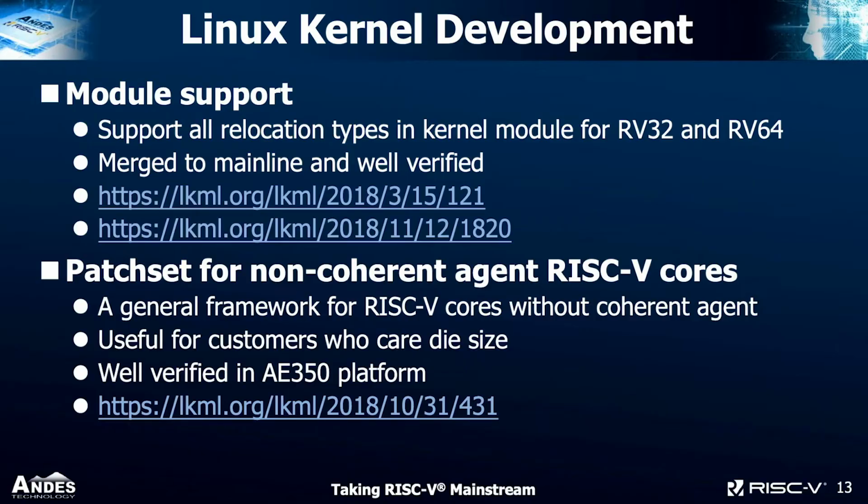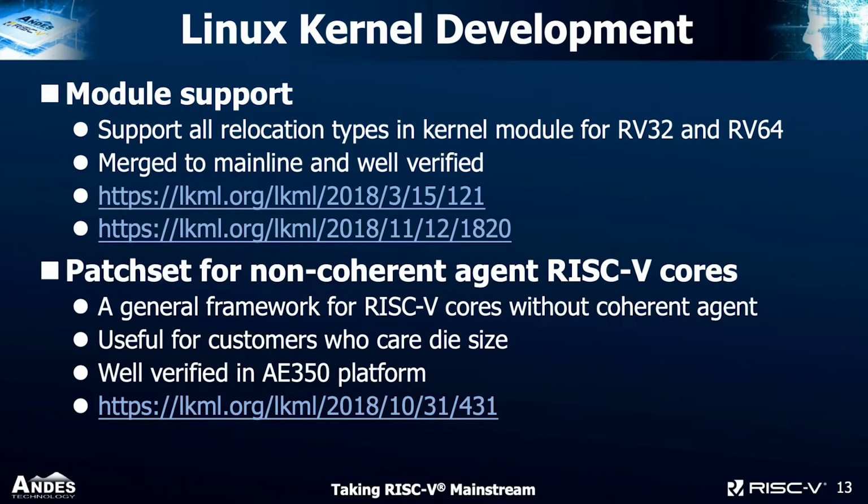The next two features are also important, I think. The first one is kernel module support. As you know, the first version, 4.14, did not support Linux kernel modules. We know this feature is very important for all kernel drivers, so we ported it for RV32 and RV64 to support all relocation types. This feature has been merged to mainline too, so now the RISC-V kernel can use kernel modules.